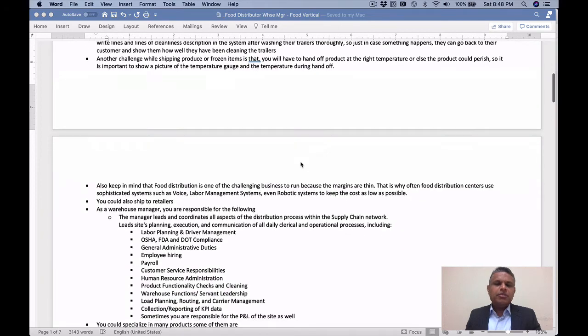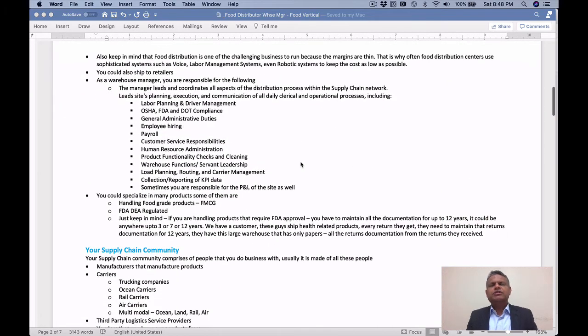Also, keep in mind, food distribution is one of the most challenging businesses to run because the margins are thin, right? That's why food distribution centers often use sophisticated systems that have voice, really tight labor management systems that manage the pickers really well. They don't waste even a minute. And also robotic systems to keep the cost as low as possible, right? Because, I mean, you generally understand it.